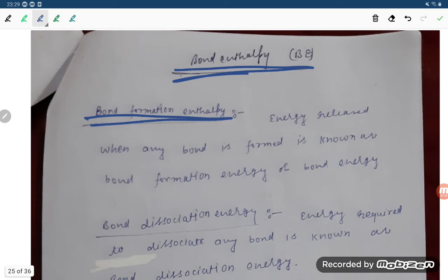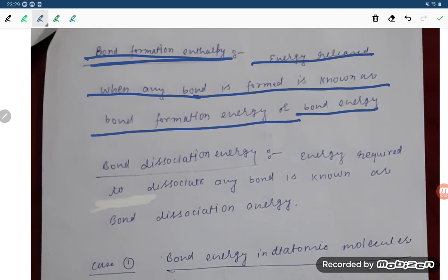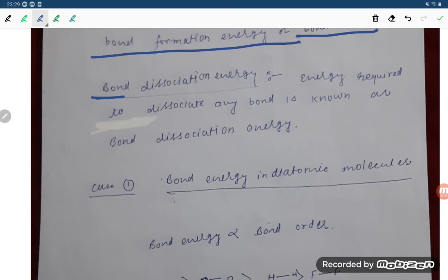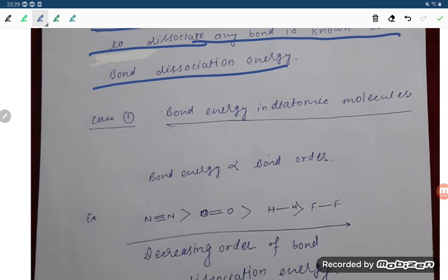Bond enthalpy means bond formation enthalpy. The energy released when any bond is formed is known as bond formation energy or bond energy. What is bond dissociation energy? The energy required to dissociate any bond is known as bond dissociation energy.